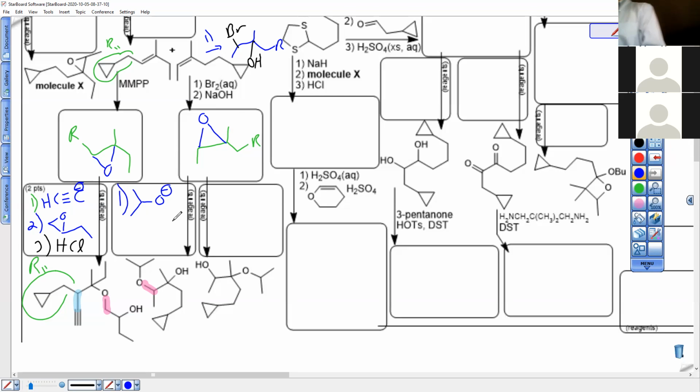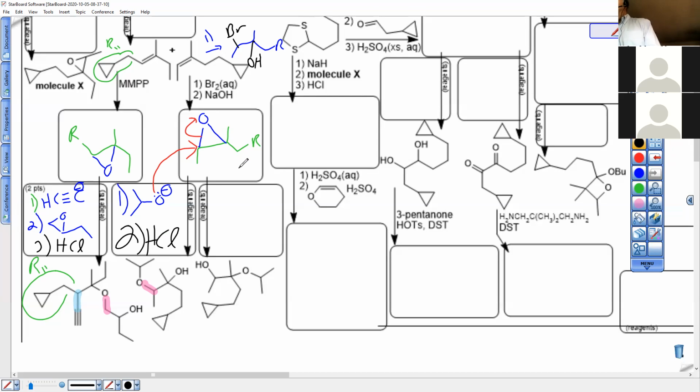You want the mechanism to get the attack going? Why not? Doesn't hurt. The attack on the least hindered carbon generates an O minus. And you get an O minus to be an OH the usual way. Step 2. HCl. There's a reason why this is 2 points, because 2 things happened, and this one thing happened. And a protonation doesn't get you a new point.